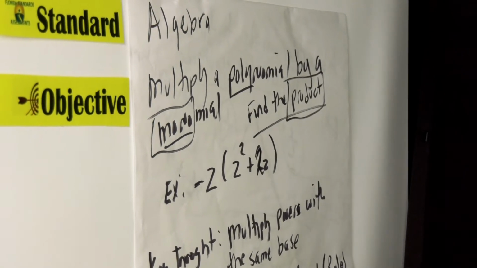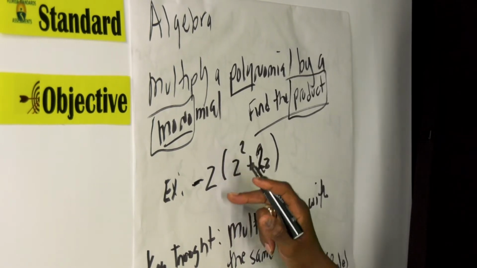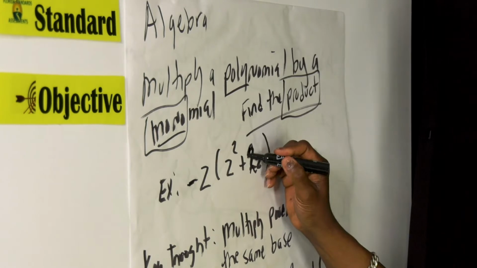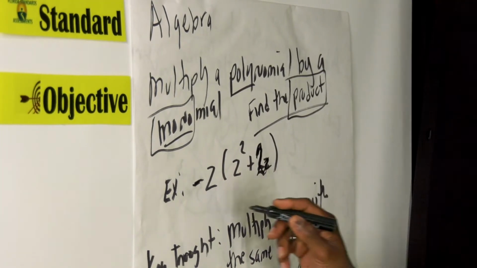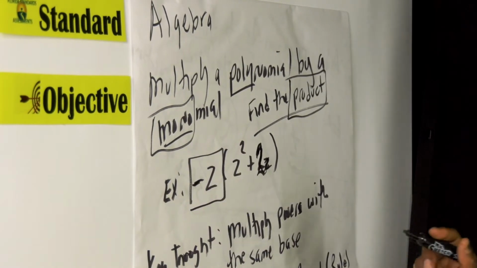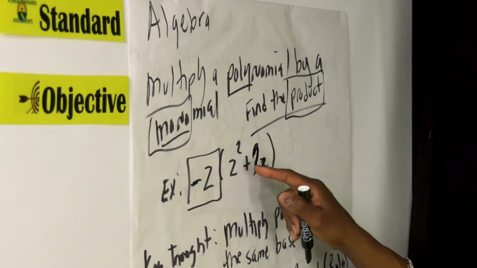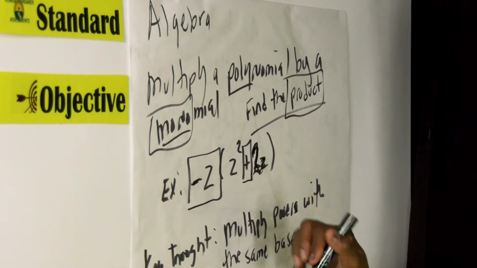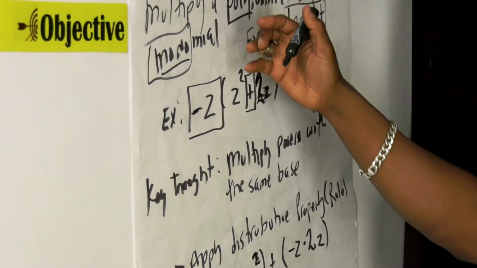And in the example we're going to be working with, negative z is going to be on the outside times z to the second power plus 2z. Now, what you're basically doing here, anything out here like this, think about the rule regarding distributive property, where you take anything on the outside and you must multiply by each of the separate items on the inside. The math operation on the inside here is addition. So when we rewrite this, and you must rewrite it, you rewrite it as such.